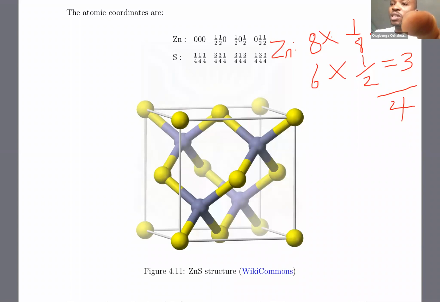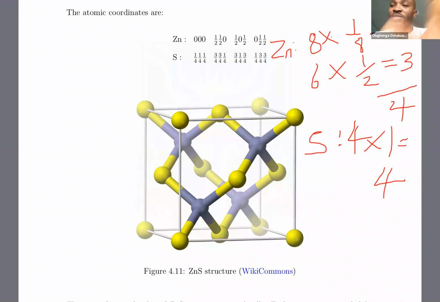How many sulfur do we have? The 4 we have here are all within the cube. So that is as good as saying 4 times 1 equal to 4. So in this cell, we obviously have 4 zinc atoms and 4 sulfur atoms to give us 4 zinc sulfide molecules.